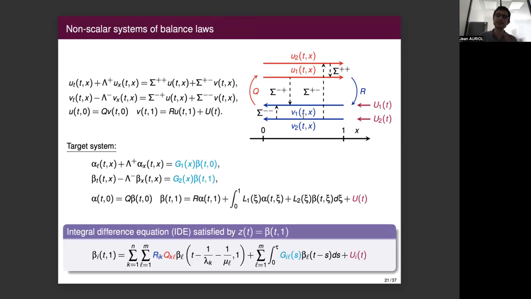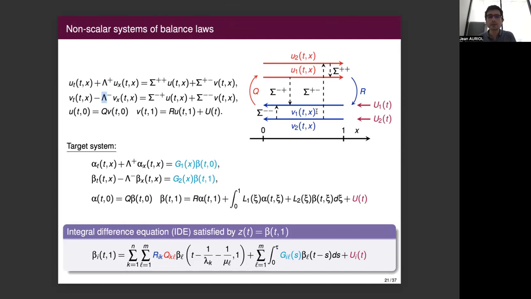So you can see that this system looks much more complicated, but actually you have the U state, which is of dimension n, and the V state, which is of dimension m. You have in-domain coupling matrices, the velocity matrices denoted lambda plus and lambda minus, but it's just a vector extension of the previous system.